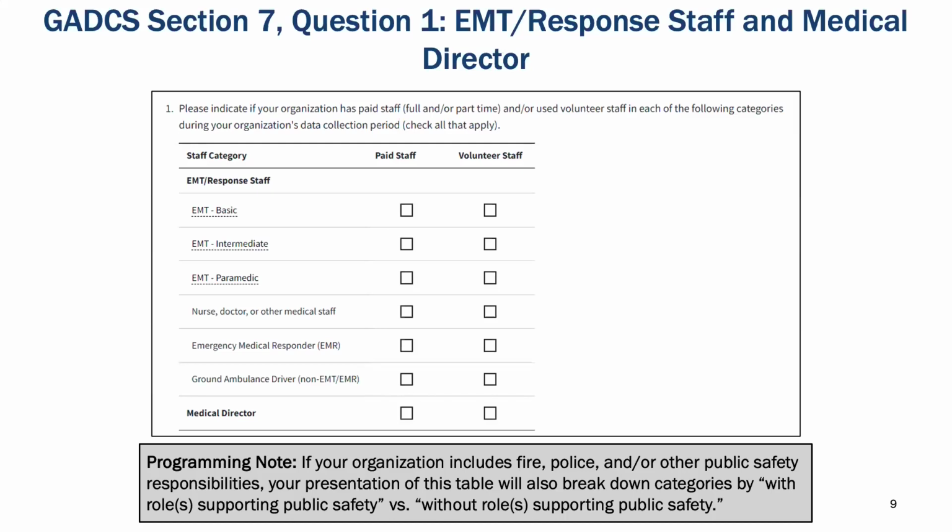If your organization uses volunteer labor and the volunteer column does not appear in the table, go back to Section 2, Question 6, and verify that you have correctly marked yes to having volunteers. There are some minor differences in how this table will appear for fire, police, or other public safety-based volunteer organizations. Namely, you will see 4 total columns instead of 2 that ask if you have paid or volunteer staff with and without public safety responsibilities.